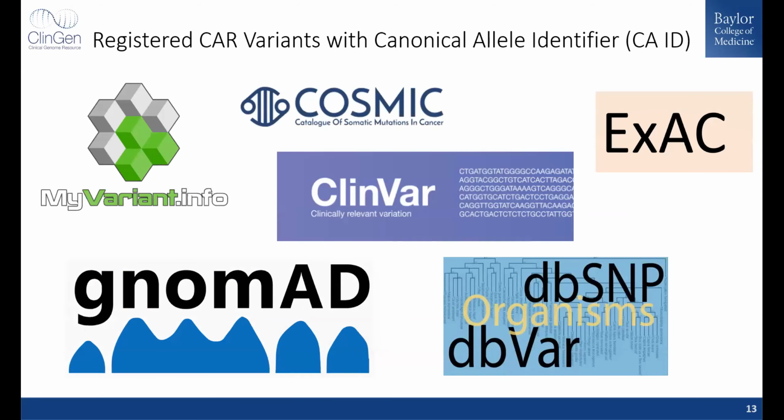The Allele Registry is mostly populated with large external databases that we've collaborated with, including myvariant.info, COSMIC, ClinVar, gnomAD, ExAC, dbVar, and a few others. This allows us to populate a database and allow people to describe what they witnessed elsewhere and get this canonical allele identifier that allows them to use additional tools and link data across different platforms.